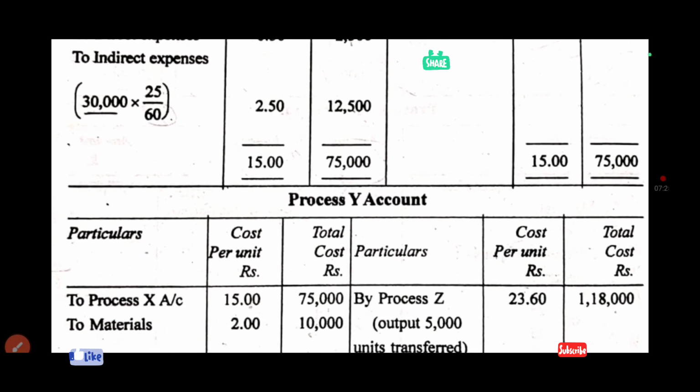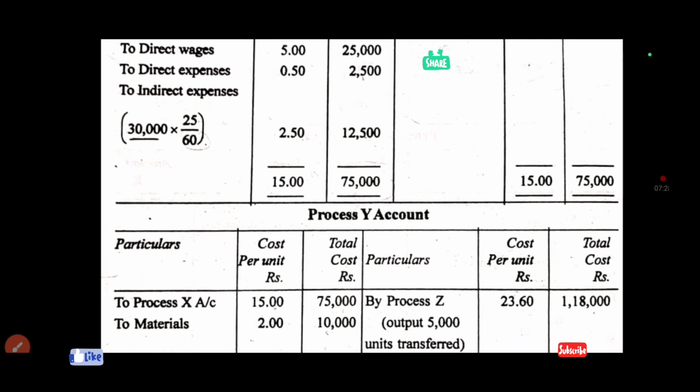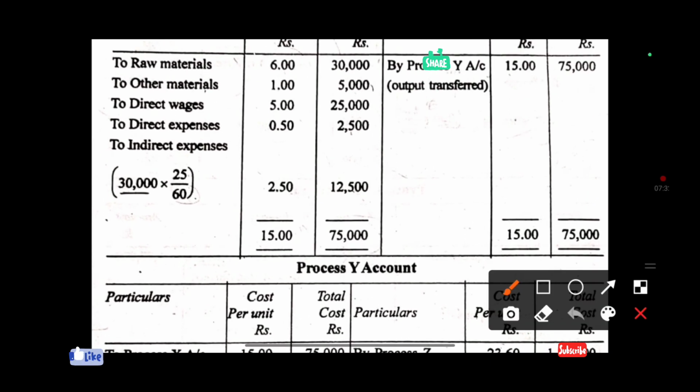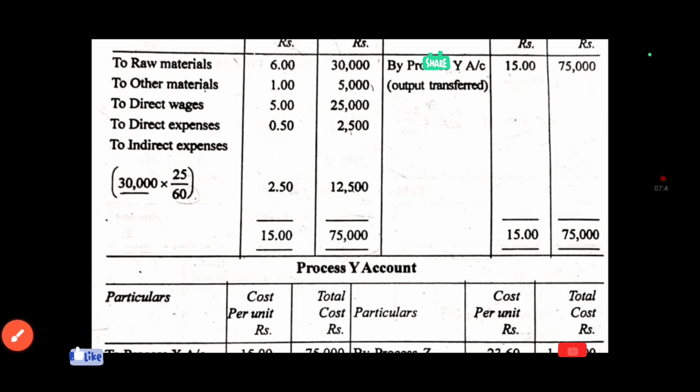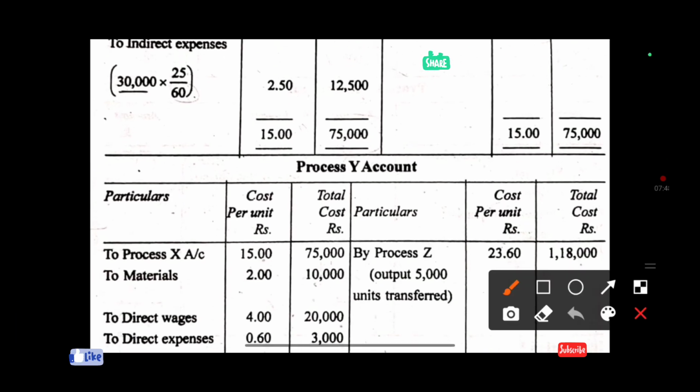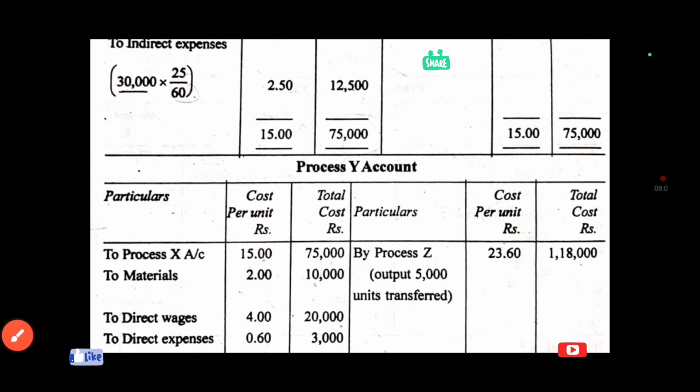So we finished the process X account, then we are going to prepare the process Y account. You know the format for process Y account. Similarly, enter it like the process X account. After you write the format, the first transaction is to transfer the previous process output as the input on process Y account. What is the output you got on the previous process X account? 15 rupees cost per unit and 75,000 total cost. It will be taken from process X account, so you are going to write process X account.